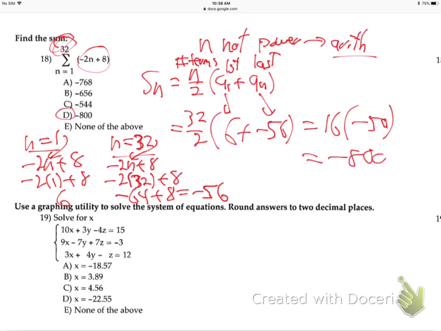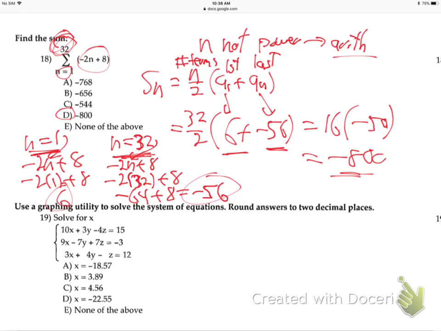Good on that. So I knew it was arithmetic because n was not in power. Grabbed the formula, number of terms is 32, found the first term and the last term by just plugging in 1 and 32, right? Because it goes from 1 to 32. Plug in 1, you get the first term. Plug in 32, you get the last term. First term is 6, last term is minus 56. Put them in, work it out. Minus 800. All right. 19 is calculator.